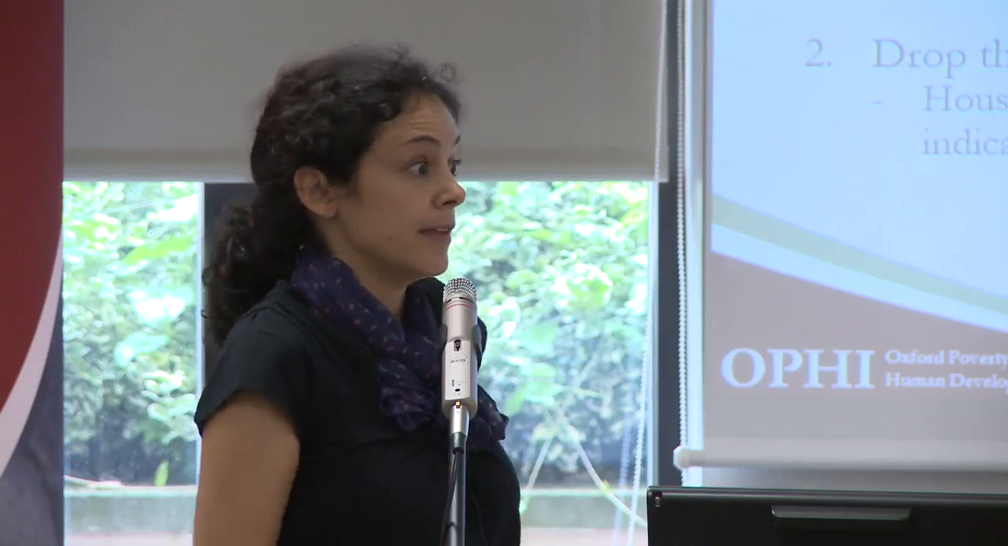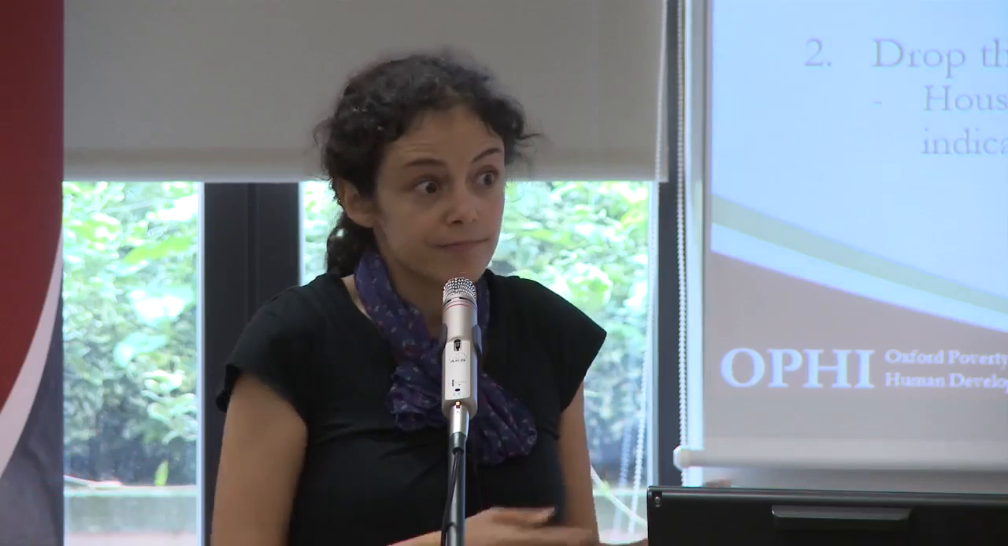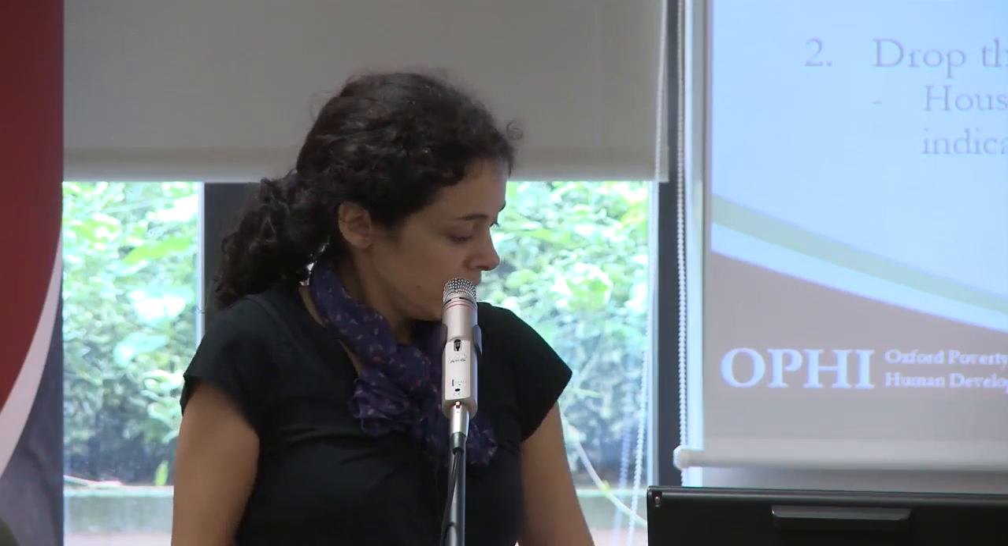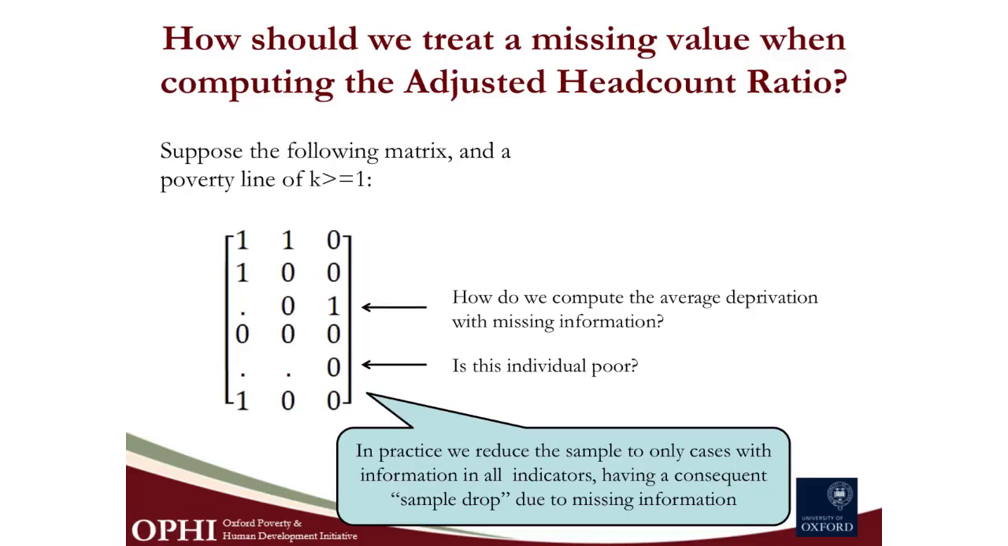For instance, electricity. If I don't know if a household has electricity, I cannot create the MPI because the information is not there. Or if no one answered the attending schools question, I cannot. Why? Because remember when we had our matrix and we had our indicators.